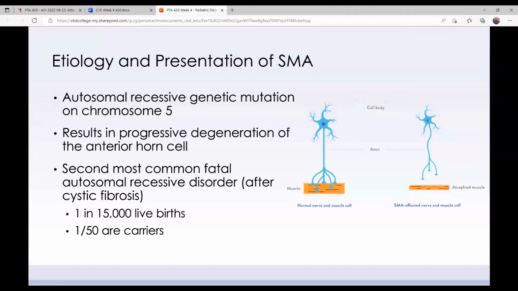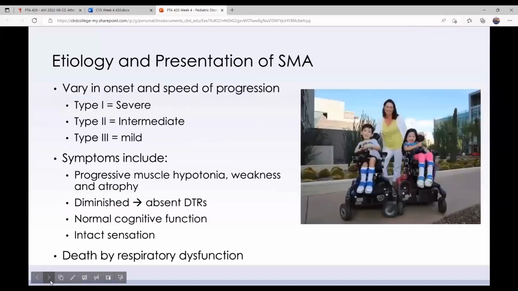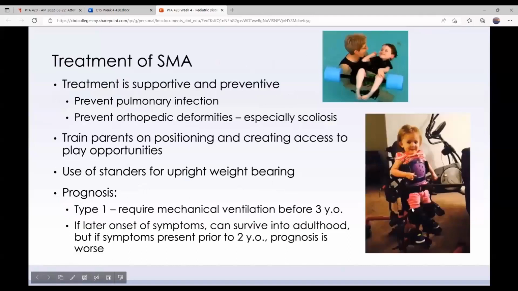Considering all of that, treatment is primarily supportive and preventative, especially towards the pulmonary infection side and any sort of orthopedic deformities like scoliosis. It's important that we train the parents on proper positioning and creating access to play opportunities for children with SMA. Excellent, very good. So yeah, these little munchkins have a really tough life ahead of them, and it's usually very short as well. It depends on the severity of how long they can live, but again, it's usually respiratory compromise that leads to their death.